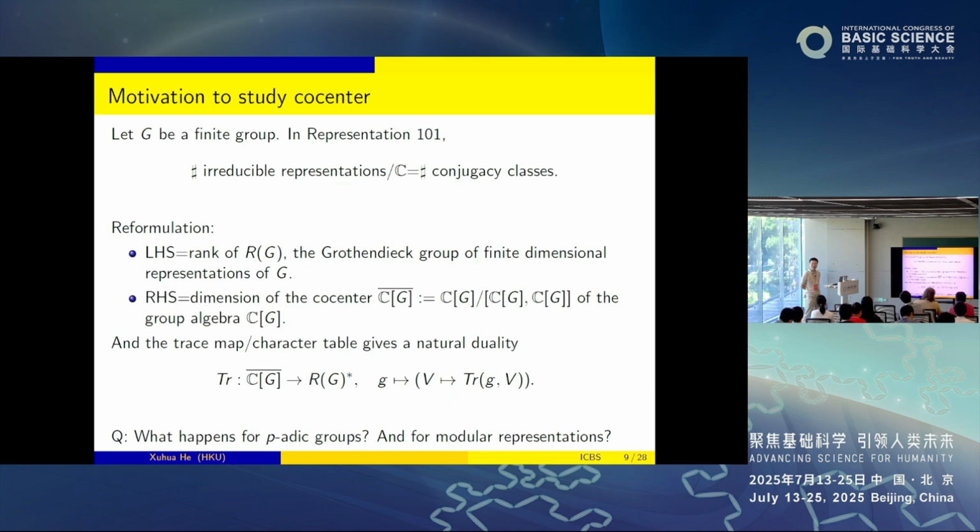So the cocenter by definition is this: you take the algebra and quotient out its commutator. And one can check easily that for the group algebra, two elements in the same conjugacy class have the same image in the cocenter, and these form a natural basis. And well, how are these two sides connected? This is not only a numerical identity, but in fact it is what we call the character table, which connects the conjugacy classes with irreducible representations. So they form an invertible square matrix. And well, we're interested in what happens for p-adic groups and also for the modular representations.